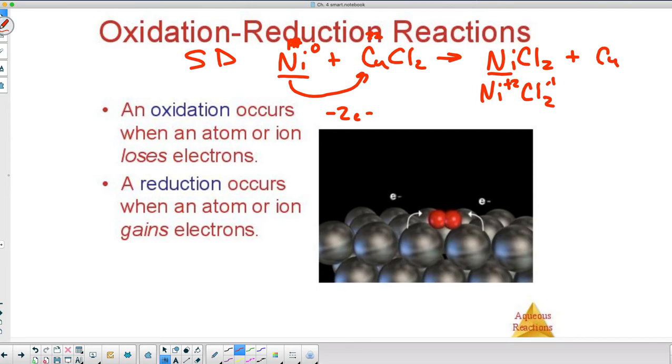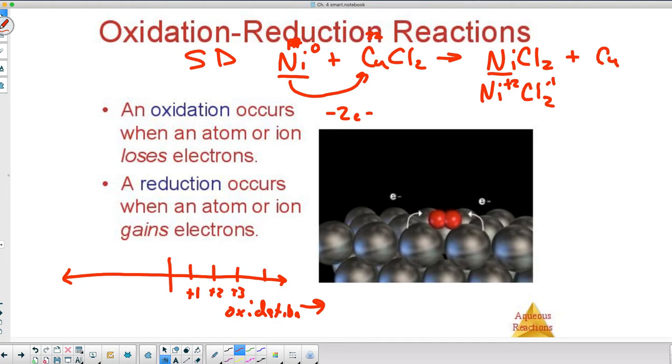So I like to think of oxidation reduction in terms of a very simple number line. If you move to the right, where you lose electrons but gain positive charge, then that is oxidation. Okay, so oxidation moves to the right like this. If you're moving to the left, then that is what reduction is. Reduction is when you gain electrons and you start to move to the left, where you get more and more negative. More negative is reduction, more positive is oxidation.